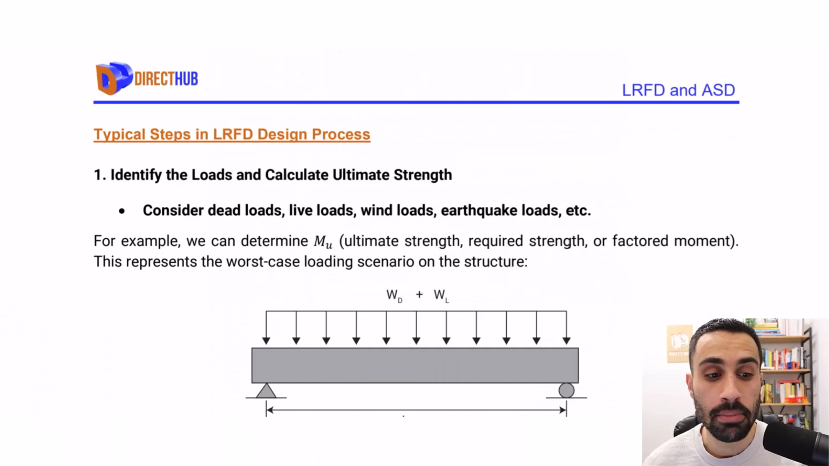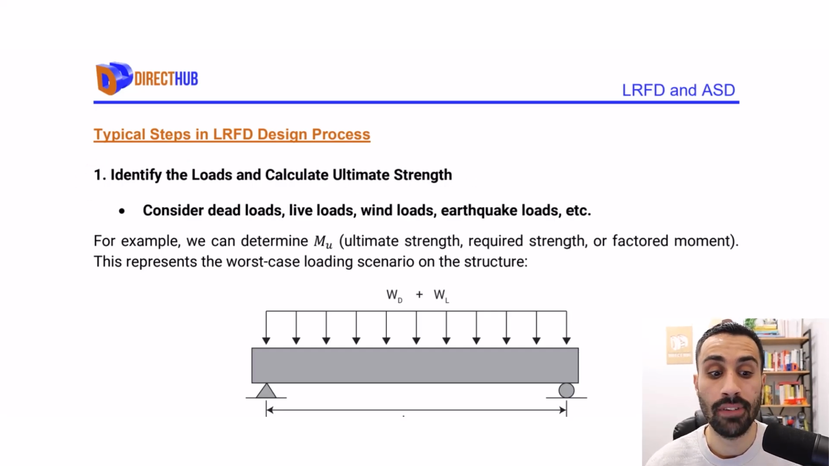Now let's look at the typical steps for the LRFD design process. This is the process when we analyze problems or do those design calculations. It is important to know these systematic steps that we will apply. Number one, identify the loads and calculate the ultimate strength.